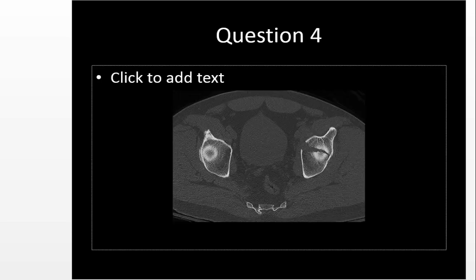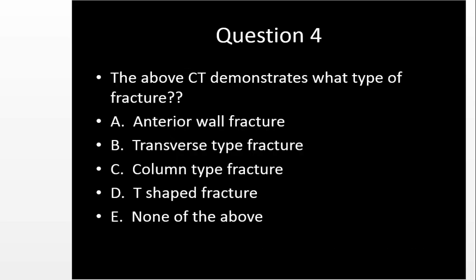Question four is based on this CT image at the level of the hips at the acetabular roof. There's an obvious abnormality about the left hip. And the question here is, what type of fracture is this? Is this an anterior wall fracture, a transverse type fracture, a column type fracture, a T-shaped fracture, or none of the above?